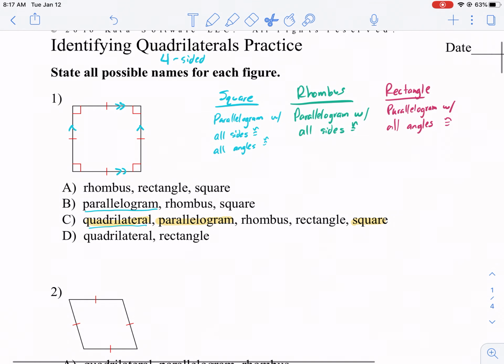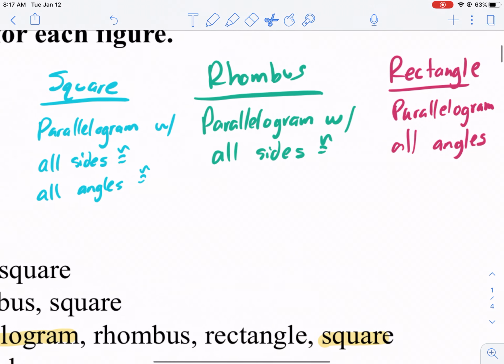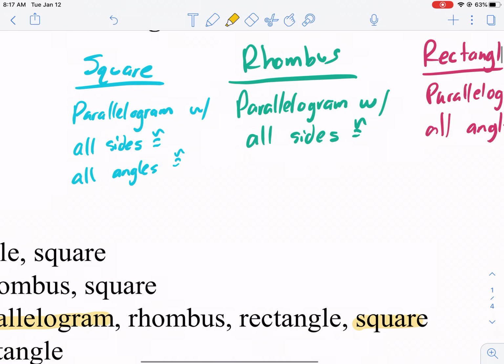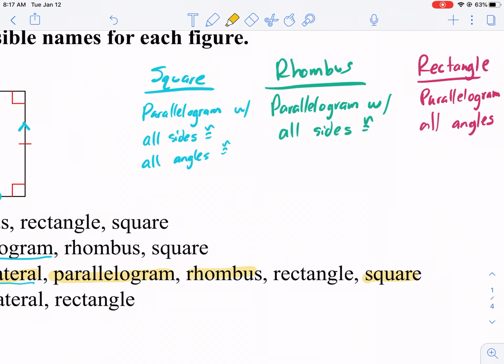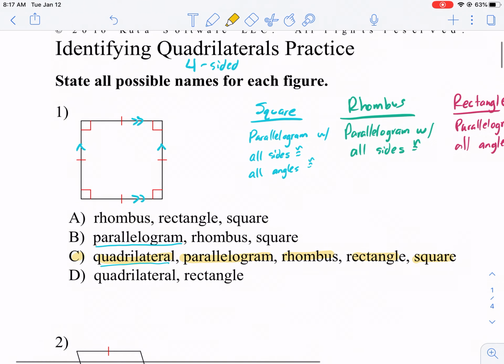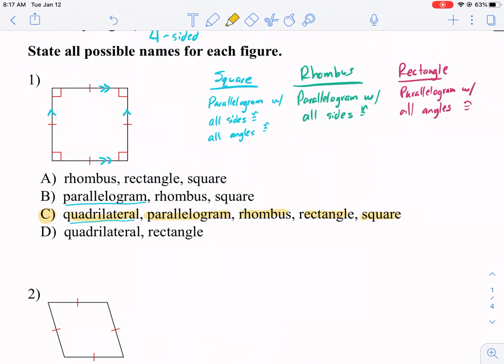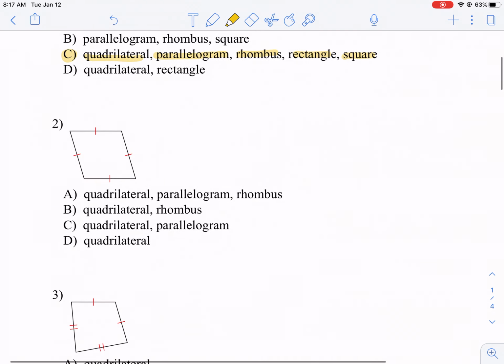So we know that if it has a parallelogram with all sides congruent, well, that classifies as a square. Square has that property. What about all angles congruent? Well, that qualifies as a square too. So a square is a specific type of rhombus and rectangle and parallelogram and quadrilateral. All of those apply to a square. So a square is all of those, letter C. Let's look at number two.